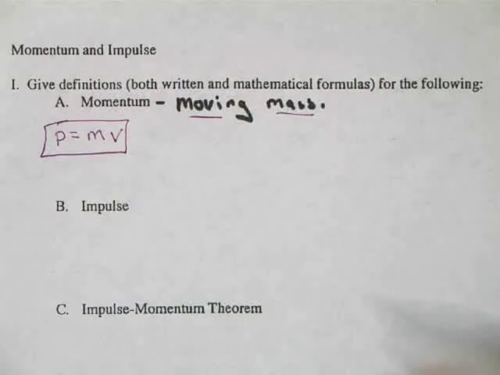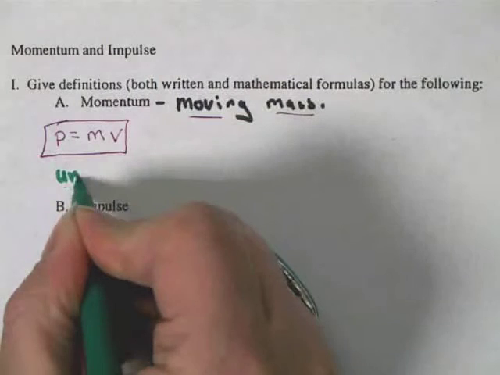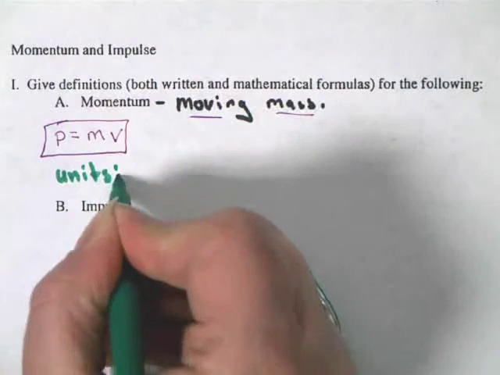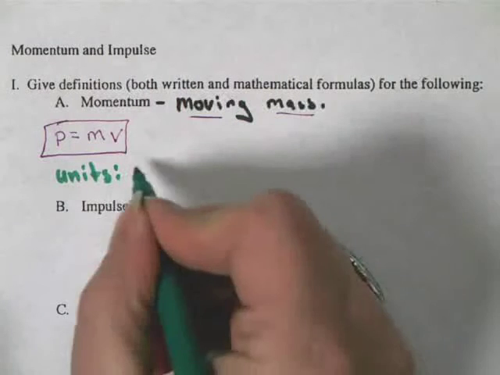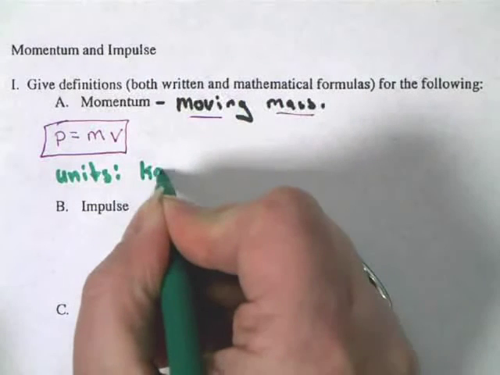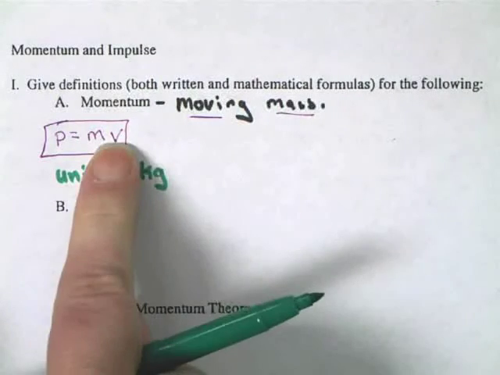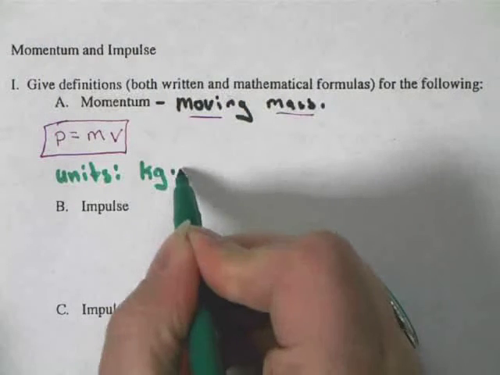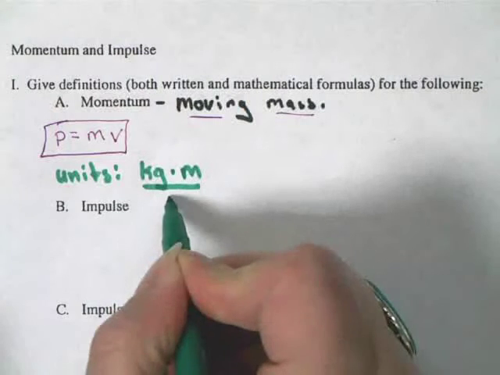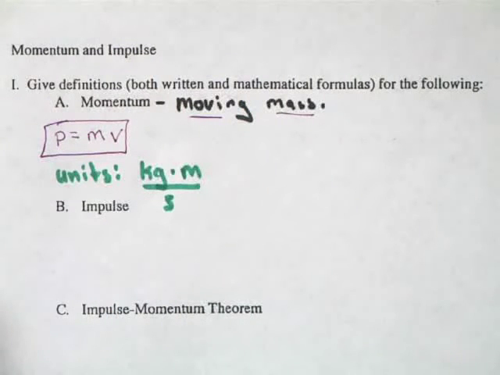Okay. Units. Let's think about the units here. Momentum as a concept is a very important concept, but it's not something we calculate a lot. So the units, it doesn't have its own units. What's the unit for mass? Kilograms. So grams in chemistry, kilograms in physics. What's the unit for velocity? Meters per second. So it's a kilogram times a meter divided by a second, and that's the unit for momentum.